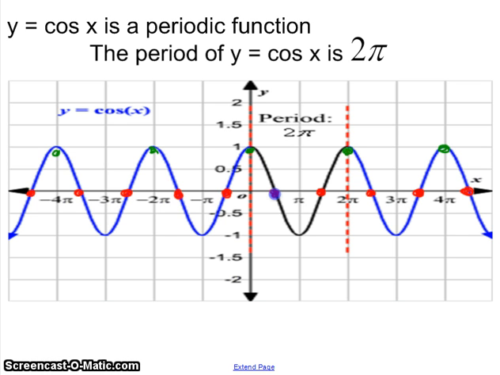Where are all of the minimums? Let's do this in purple. Purple are minimums. I've got a minimum at negative 3 pi, negative pi, pi, 3 pi. Okay? Now, that's what I meant. Let's graph this.